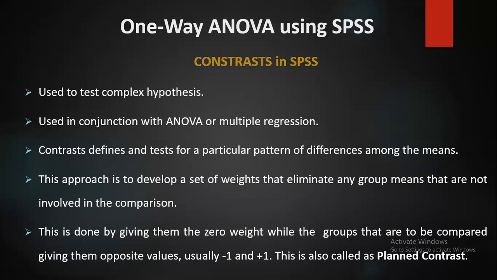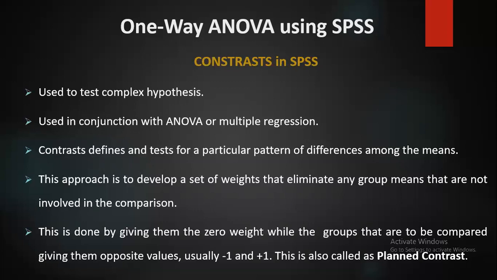Lastly, this is done by giving zero weight to the groups that are not compared, while the groups that are to be compared are given -1 and +1. These are also called planned contrasts. We are planning which two groups we want to compare the means of.